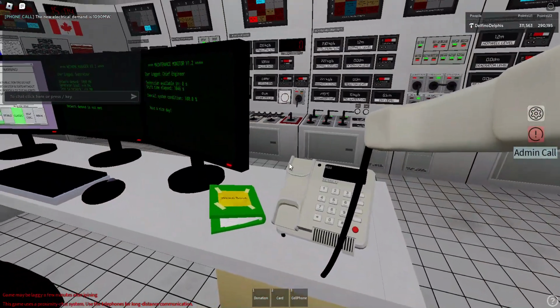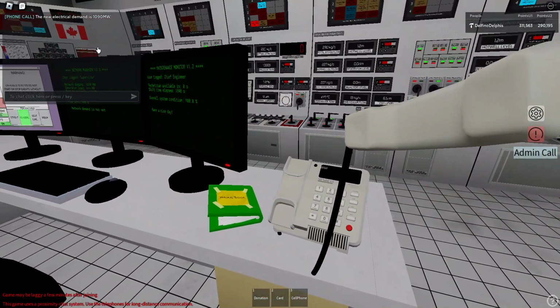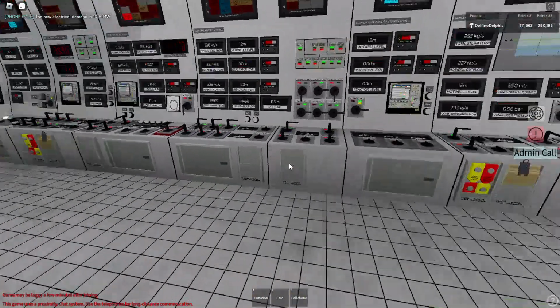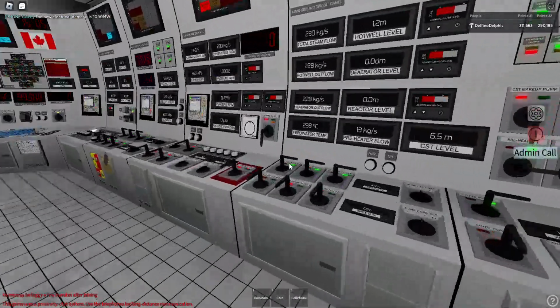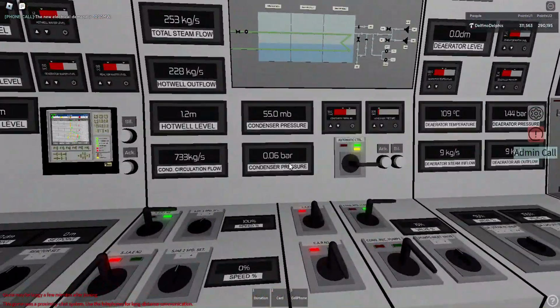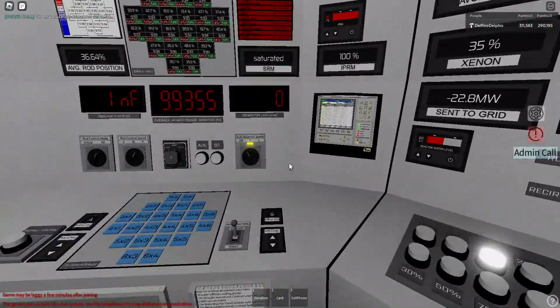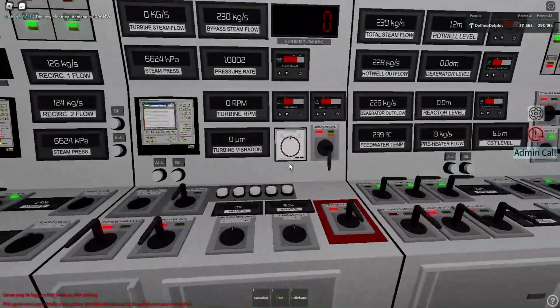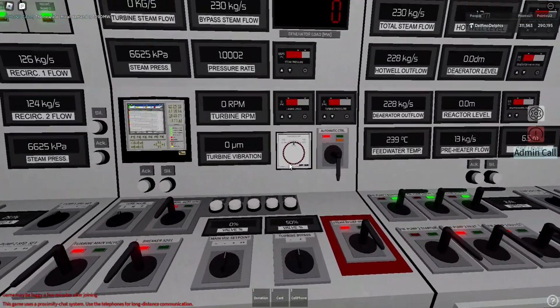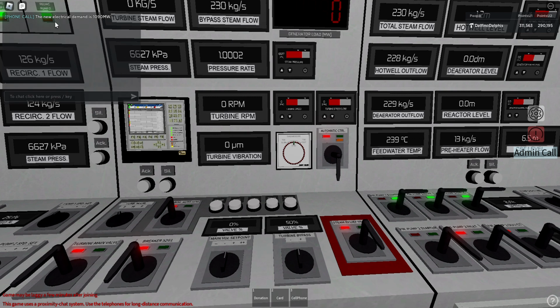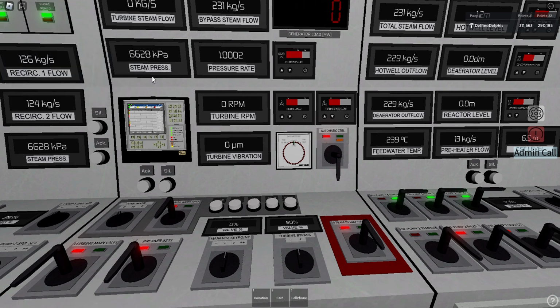Okay, so the grid control tells us that we have a demand. We'll do this in a moment. We have to start up the turbine first. Condenser vacuum is here. Everything looks perfect. 10% of reactor power. Let's start the turbine. The pressure is almost ideal. We want it at about 7,000.